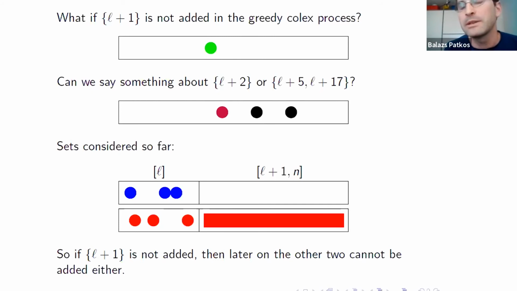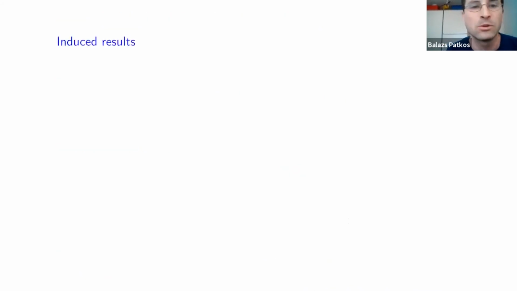And based on these kind of things, if something is added later on in the Colex process, then we can create a chain of length k. And because we are in the non-induced case, and a chain of length k contains any poset on k elements, it is a contradiction to the fact that it is P-saturated. So this is how the proof goes, and this is all I want to say about non-induced results.